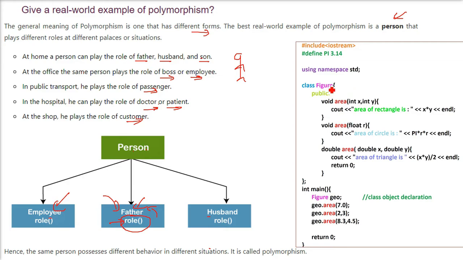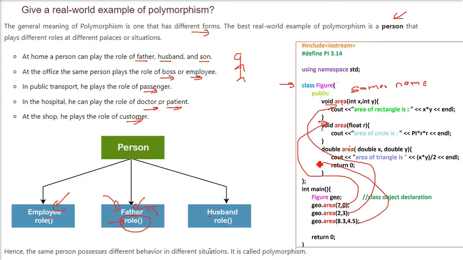Now we have a class here, class name is figure. Now we have three functions, same name, there is no change. This is very important in polymorphism. The names are the same. But when we make the object of this class, which is called geo, and we are calling area, the names are the same, area. Now, which function is going to be called? This will be decided at compile time: whenever you pass integers, it will go to the first function. Last, both double, it will go to the third function.